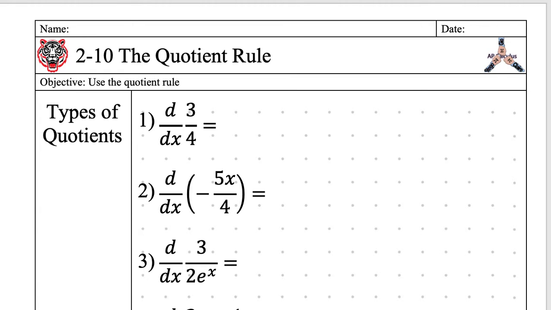This is AP Calculus Lesson 2-10. I'm recording this a day in advance because the seniors are going on a trip. So, hello seniors, I miss you.